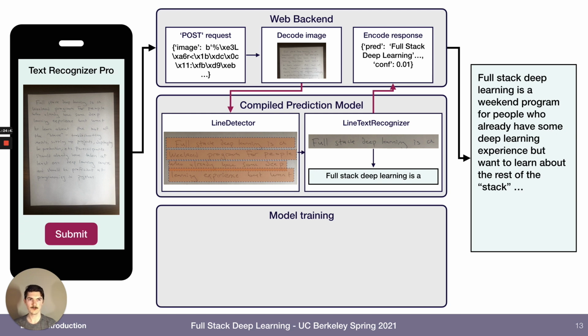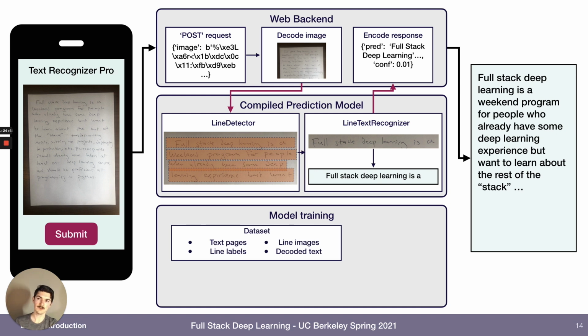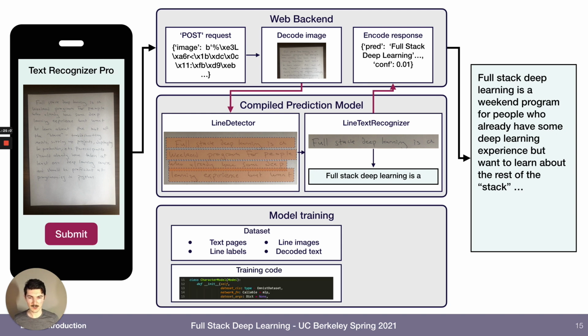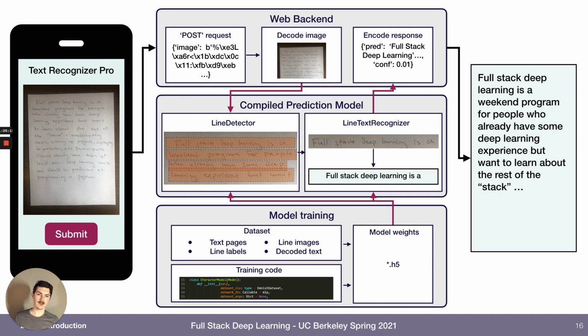That's the prediction, full stack deep learning, whatever, with some kind of confidence on it. And then we can respond to the caller with that prediction. And in order to compile this prediction model, we of course need data, right? So we need text, pages of text, images of lines of text, labels of lines of text. What does this line actually say? We need training code, and we need to combine everything to find and save the weights that give good results.